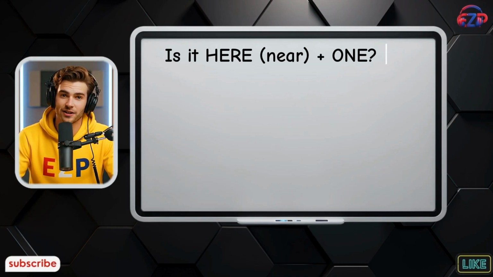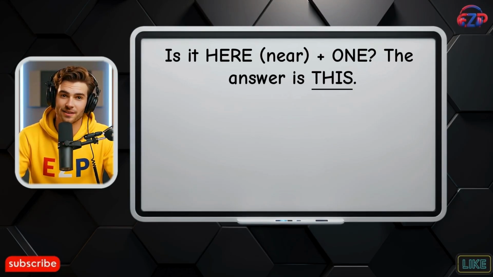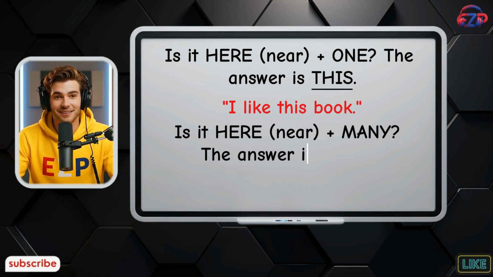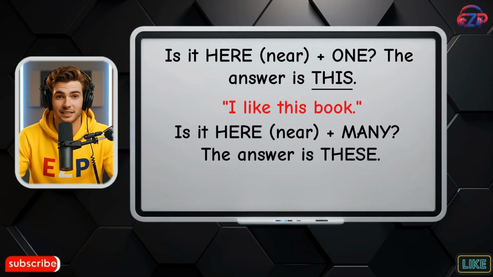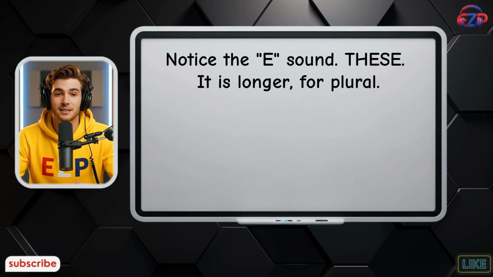Is it here, near, plus one? The answer is this. I like this book. Is it here, near, plus many? These. I like these books. Notice the E sound, these. It is longer for plural.